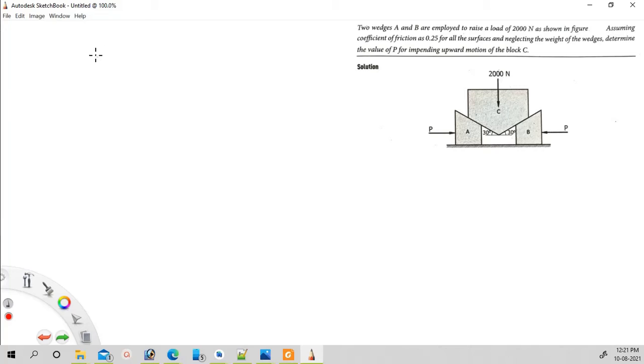So let this be the first one, the block C, which is to be raised by applying a force of P. We need to find the value of P. So this is 2000 Newton. Then let us draw the free body diagram of the wedges first, so that we can easily get an idea of in what direction the frictional resistance will be acting. Okay, let this be block A, and let this be block B.